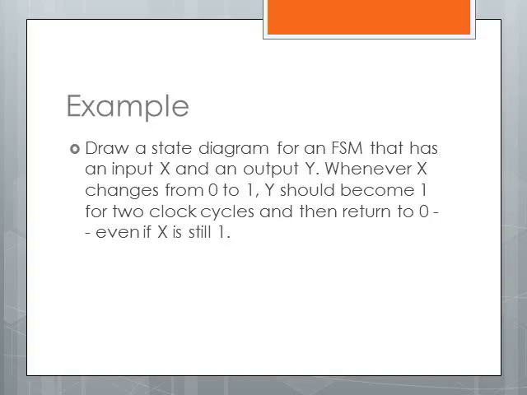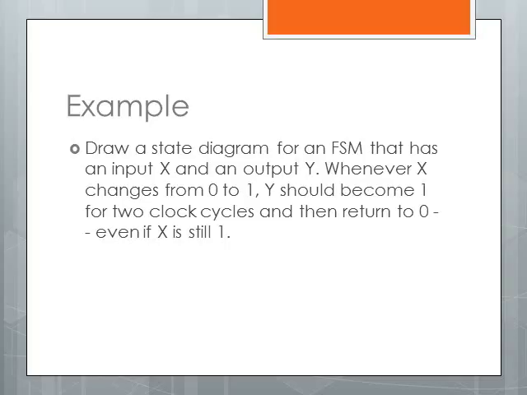So here's the example I have for you. Draw a state diagram for an FSM that has an input X and an output Y. So it's very simple, one input, one output. Whenever X changes from 0 to 1, Y should become 1 for 2 clock cycles and then return to 0, even if X is still 1.